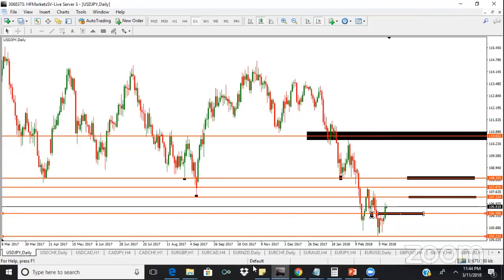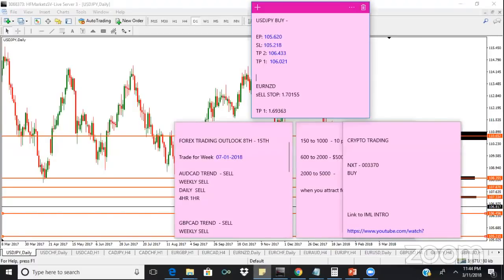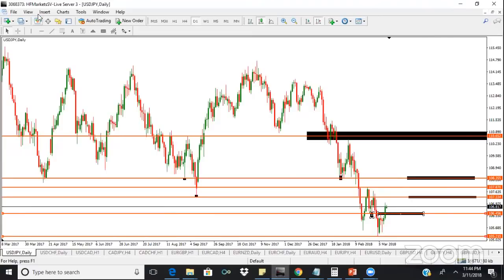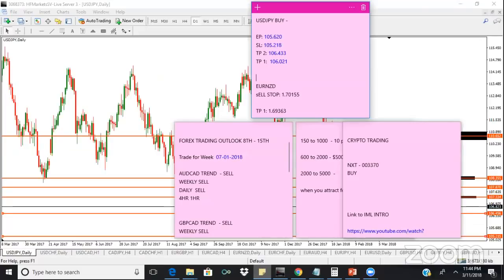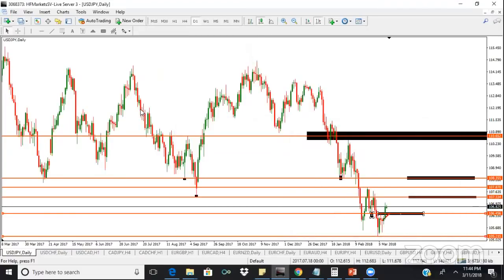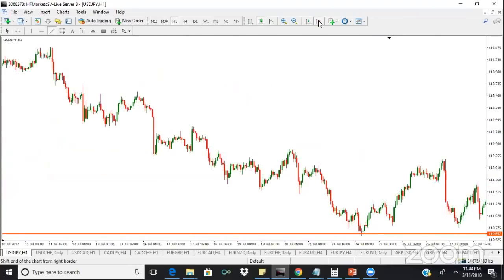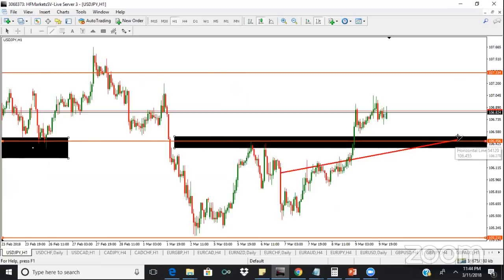And our take profit one is 106.21. So I gave 106.21. That was our take profit one. The second take profit I gave last week was 106.43. So if you go to the 1 hour time frame, you see what I'm saying clearer.